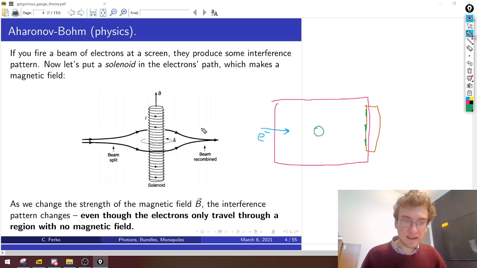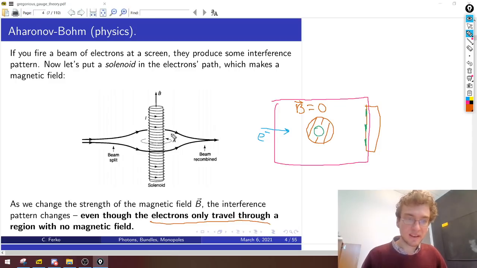And importantly, it doesn't really matter if the electrons ever get close to the magnetic field. So I can even shield this. I can put in a big chunk of some other metal like lead or something, which I'm drawing here with this dashed line. So I can put in a big chunk of lead to shield the magnetic field. So this is guaranteeing that the electrons only travel through a region with zero magnetic field. So there's zero magnetic field out here. Despite that, even though the electrons never see a magnetic field, you still observe a measurable shift in the pattern on this screen when you turn on the magnetic field inside this shielded region.